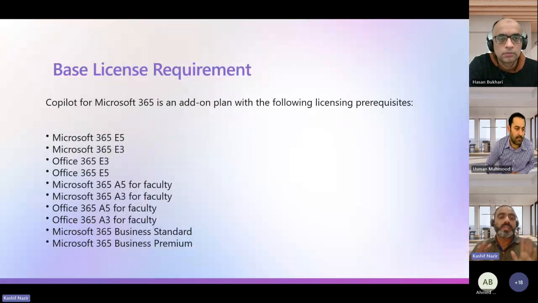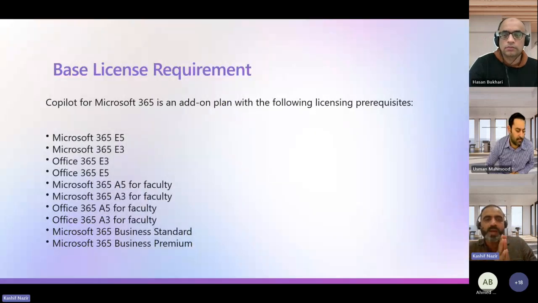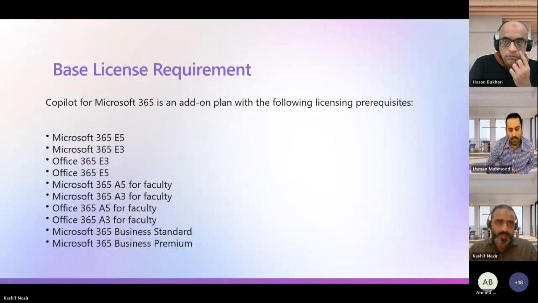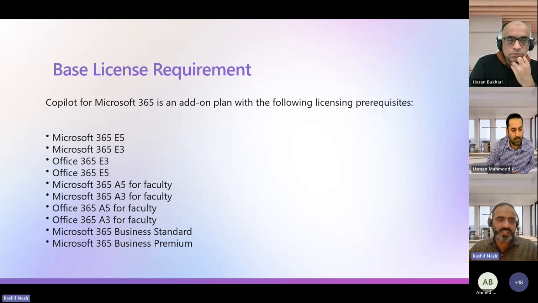Now, the base license requirement for Copilot is this. You need to be on Microsoft 365 E5, E3, Office 365 E3 or E5, or Microsoft 365 A5 for faculty. This is an education plan. So if you are a university or an academic institute, you are eligible for this add-on as well. On top of it, it's available for Microsoft 365 Business Standard and Microsoft 365 Business Premium as well.